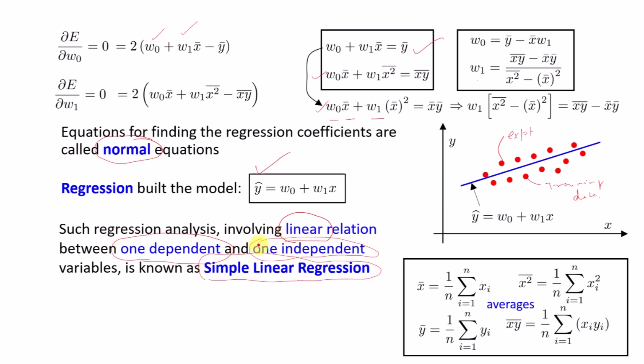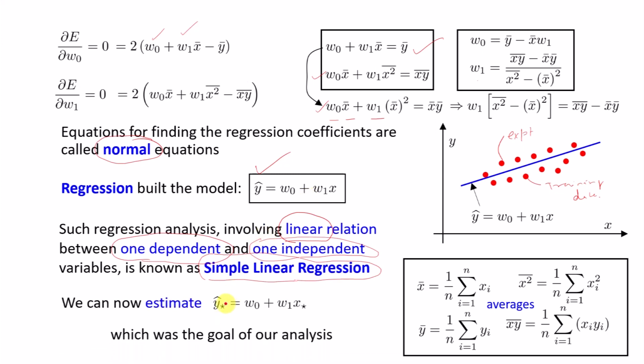So one independent, one dependent variable, and there must be a linear relation between them. This kind of regression model is known as simple linear regression. And now that we have our regression model, you remember that getting the regression model is not our goal actually. Our goal was to estimate this value of y star for a given input x star.